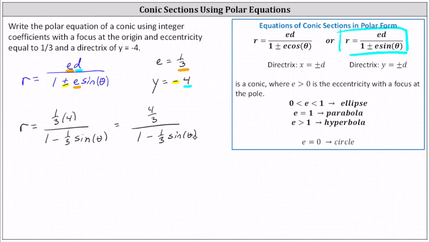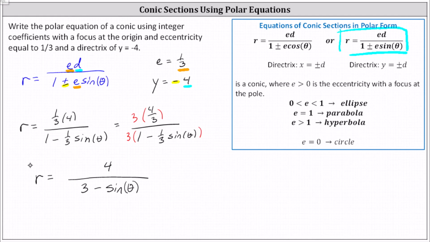To clear the fractions from the equation, we'll multiply the numerator and denominator by 3. This is equivalent to multiplying by 3 divided by 3, which equals 1. We're just changing the form. Our final form is r equals 3 times 4/3, which equals 4. In the denominator, we distribute 3, which gives us 3 minus 3 times 1/3 sine theta, which is just minus sine theta.